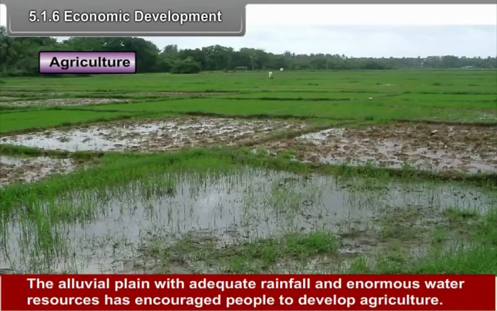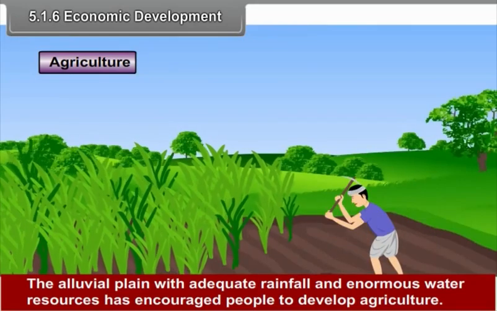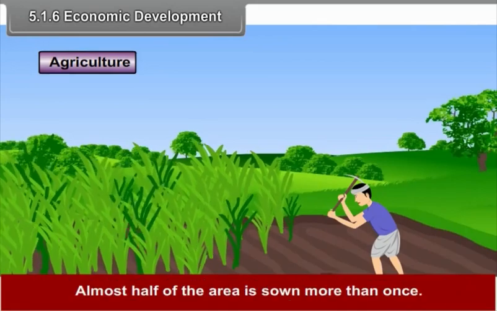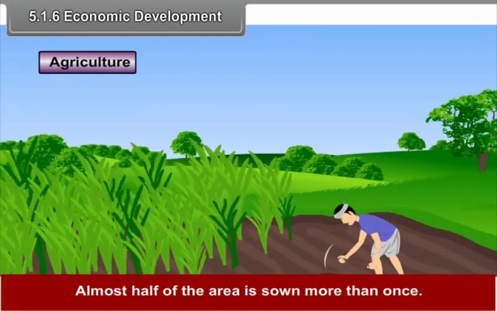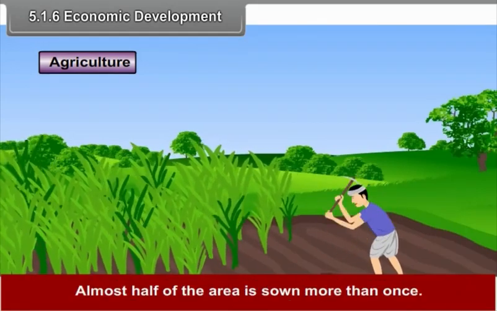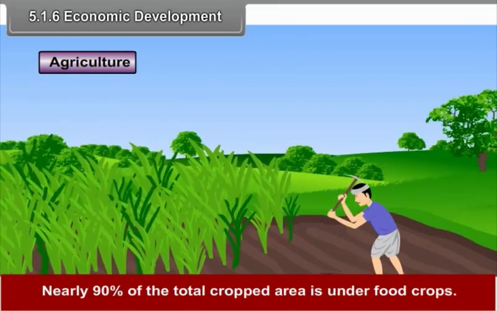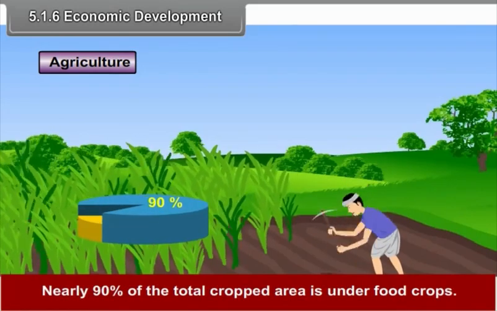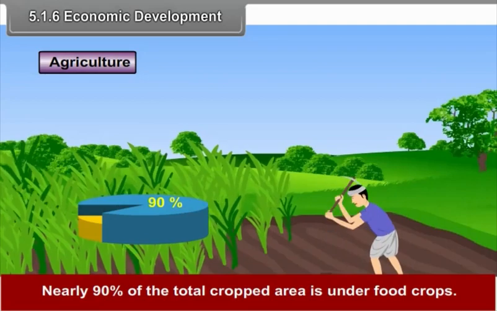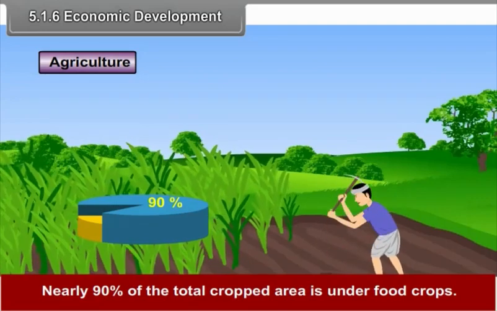5.1.6 Economic Development. Agriculture. The alluvial plain with adequate rainfall and enormous water resources has encouraged people to develop agriculture. Almost half of the area is sown more than once. Nearly 90% of the total crop area is under food crops.